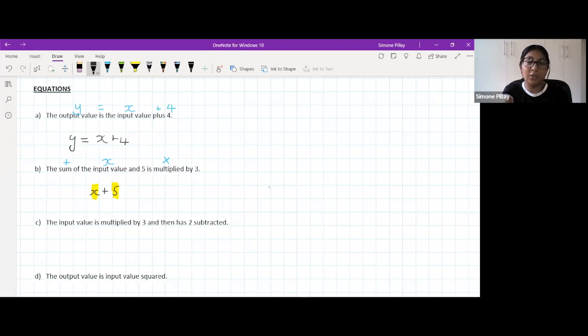Okay, so we have the sum of my input value and 5 is multiplied by 3. So this entire sum that I've done is going to be multiplied by 3. And to finish off my equation, what does this mean? What are they telling me? They're telling me that when I do all of that, I will get my output.